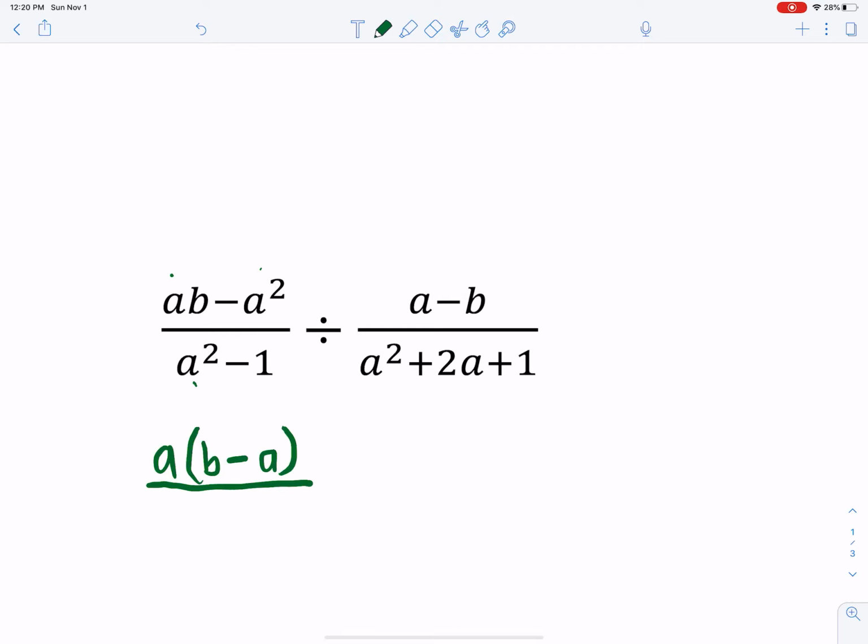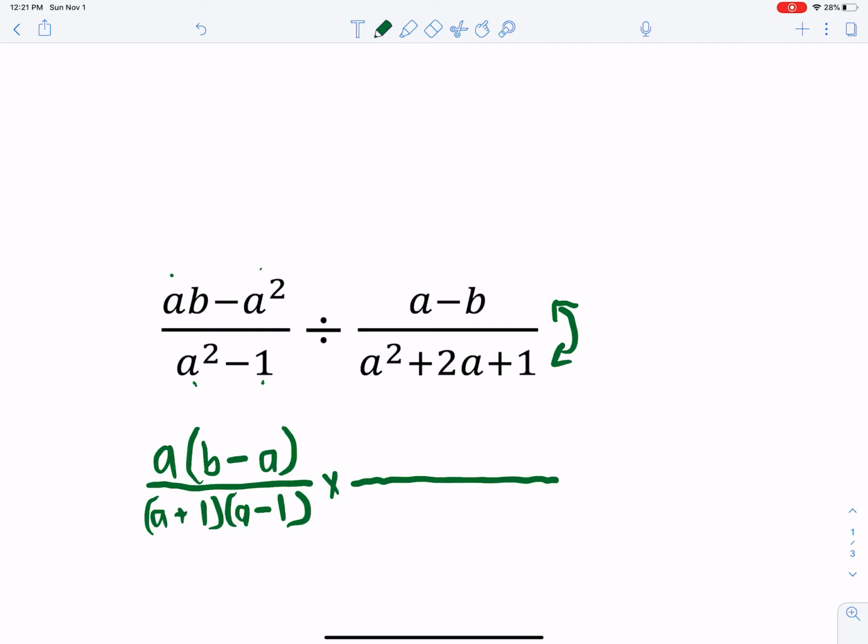On the bottom of that, a squared minus 1 is a difference of squares. The square root of a squared is a. The square root of 1 is 1. And then you put a plus in one group, a minus in the other group. Now, because it started as a division problem, we're going to change it to multiplication. And we're going to flip the fraction.